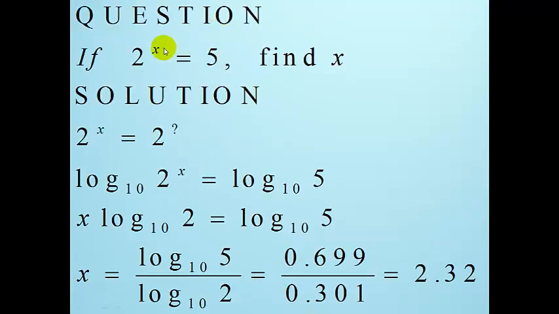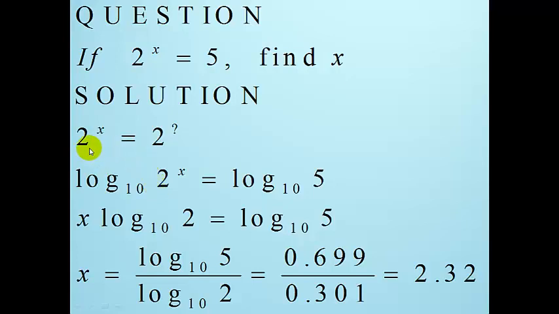Now let's take this question. If 2 raised to the power x is equal to 5, find x. Solution. 2 raised to the power x from the question was equal to 5. Now we can see that we have 2 raised to the power question mark. That is 2 raised to the power no whole number can give you 5. And therefore, in this case, we have to take the logarithm of both sides. And this will introduce us to logarithm.